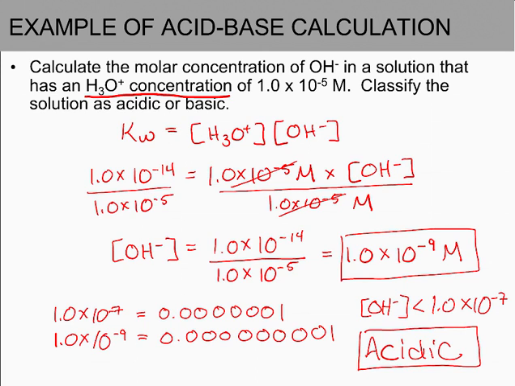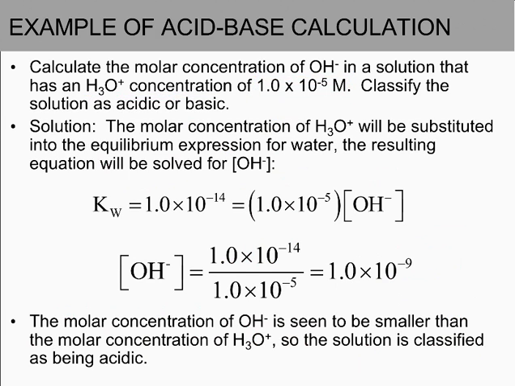Now, we could have also looked at the concentration of the hydronium ions. So 1 times 10 to the negative 5th is a lot larger than 1 times 10 to the negative 7th. So that means we have a lot of hydronium ions compared to hydroxide ions. And hydronium ions are acidic. So that means we would have an acidic solution. So either way is fine, whatever works for you. Okay, and here's a solution slide if you need it later.